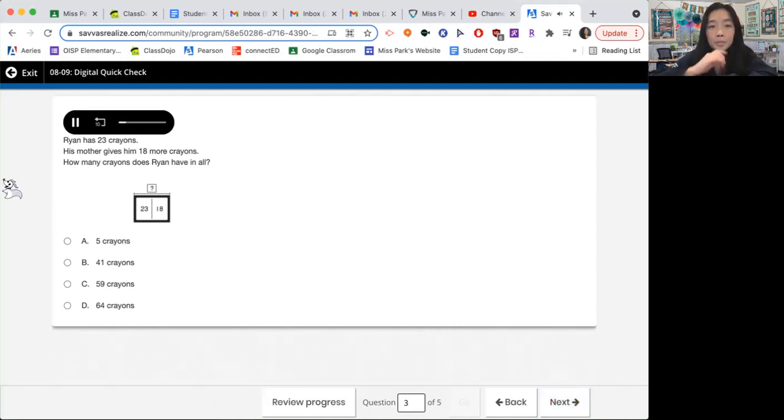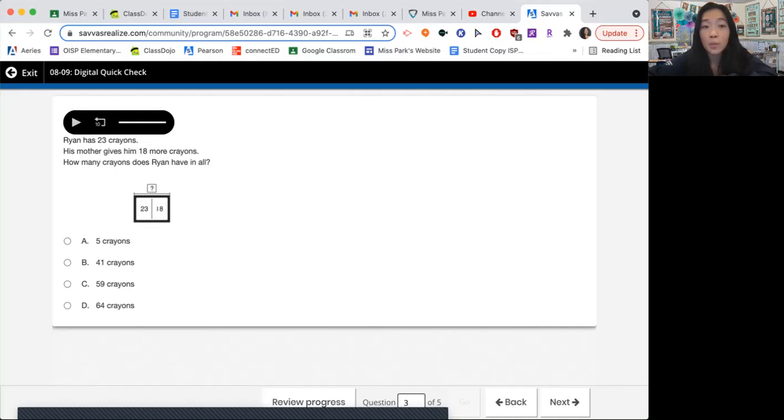Ryan has 23 crayons. His mother gives him 18 more crayons. How many crayons does Ryan have in all? So it says again, in all. So we are going to be adding. We're going to be adding 23 plus 18, and now we have to find the answer. So let's do 23 and 18. So you can do that on your own paper. The last time we did a number sentence. So this time let's do it using our blocks.